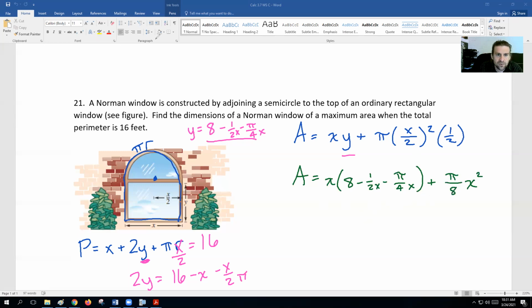Okay, so just like before, that gets a little complicated here, but you're going to take the derivative of it, set it equal to 0. So I would definitely clean this up as much as you can. It's going to be all right.